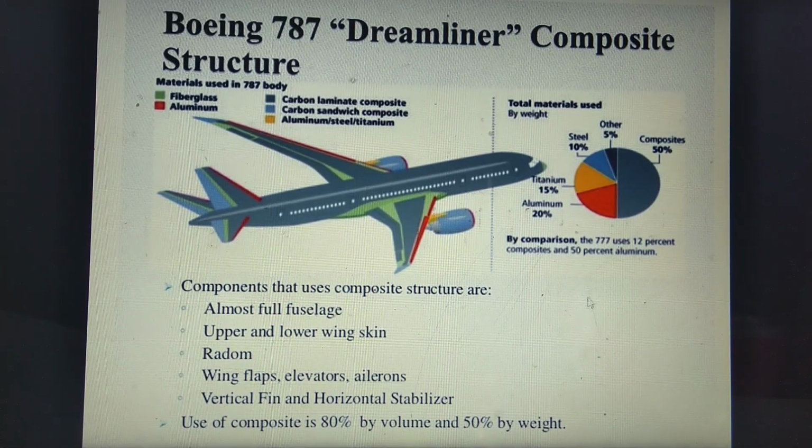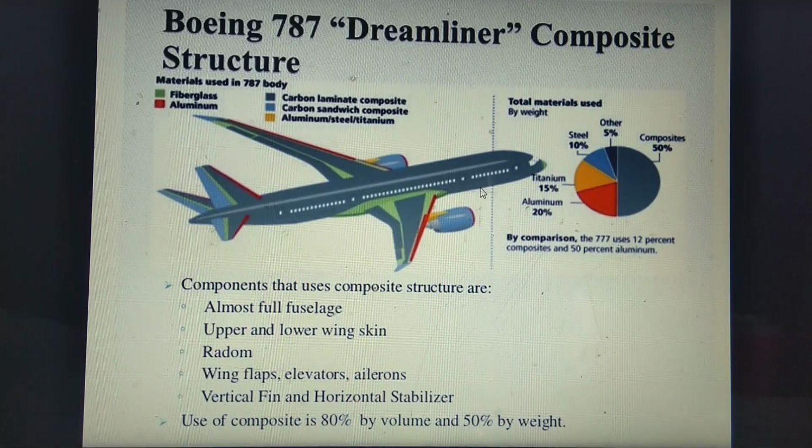The total materials involved in the Boeing 787 Dreamliner are listed here, where 50% of the materials are composites, and the rest of the 50% is made with other materials: steel 10%, titanium 10 to 15% and aluminum 20%. So when compared with the Boeing 777, here in the 787, 50% of the materials are composite materials, which is a very big boon to us.